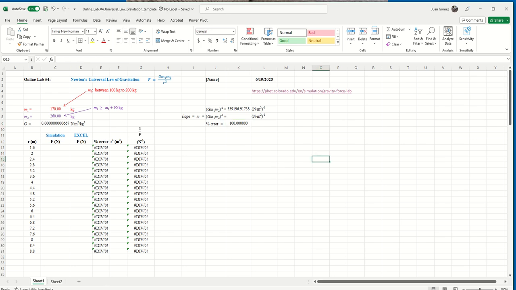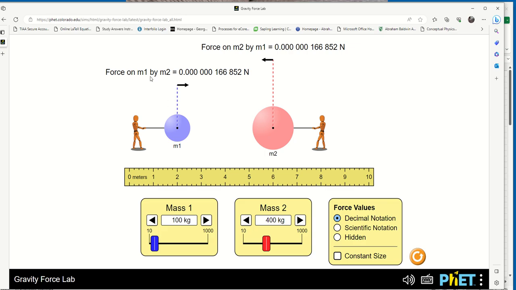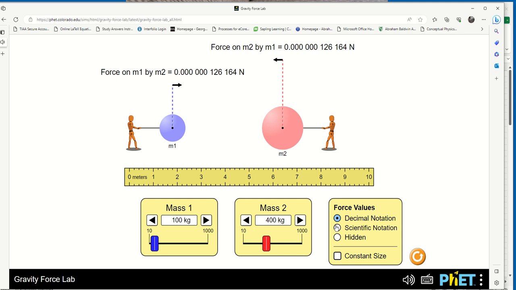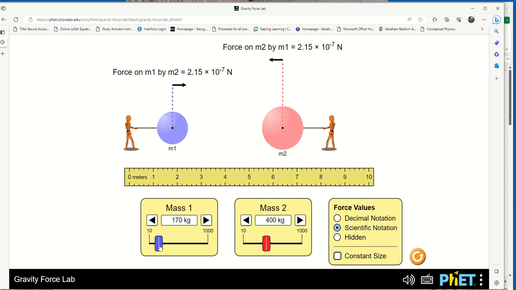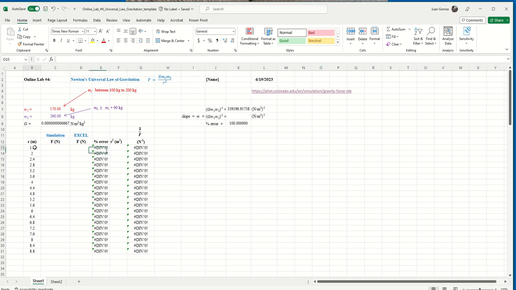Now, what the simulation does, let's go to the simulation. Notice, here I have my M1 and my M2. I want to go down here where it says force values. I want scientific notation. I want my M1 to be 170. There. I wanted my M2 to be 260. There we go. Now, notice on the Excel template, your R values are already entered.